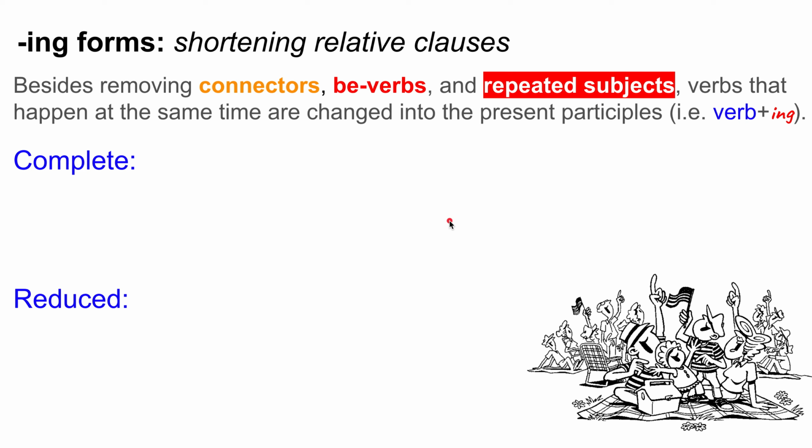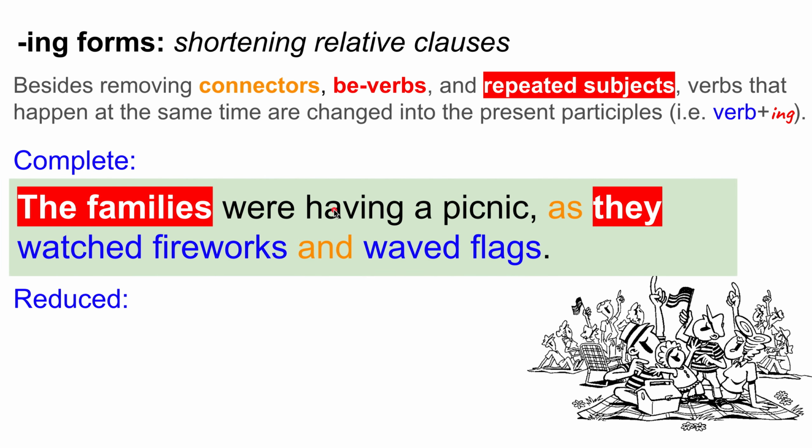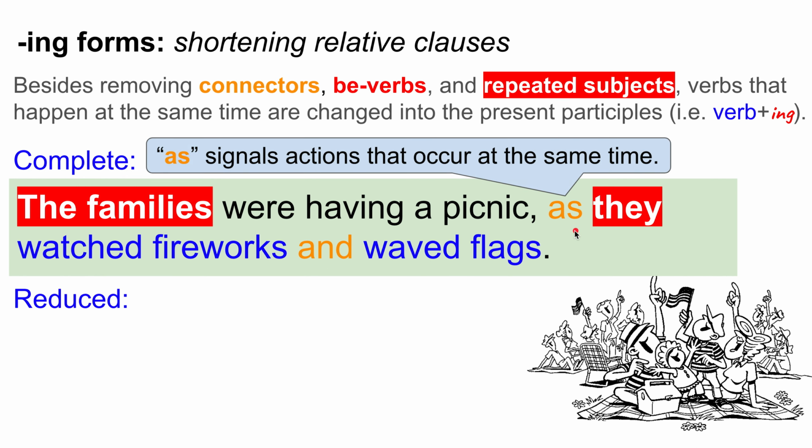So let's look at a sample sentence. The families were having a picnic as they watched fireworks and waved flags. As is a connector that signals that two actions or more are occurring at the same time. What are the actions? Once again, having a picnic, watching fireworks, waving flags. So, what can I do? First of all, I can delete the connector as. I don't need it. I can delete the repeated subject they because it's the families.